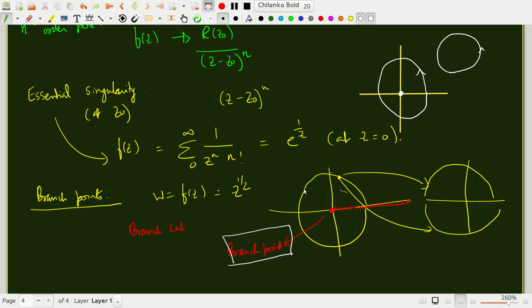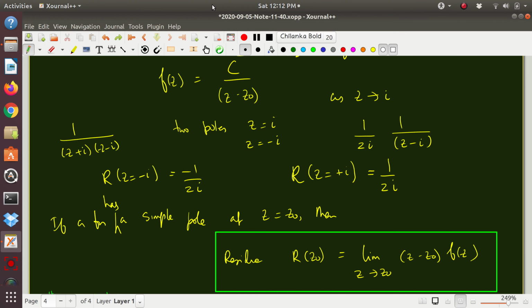So I will stop here. This is basically a quick recap of what we have been doing in the last 3 modules. Hopefully things are much clearer now, and I will start with the theory of complex integration from the next module.